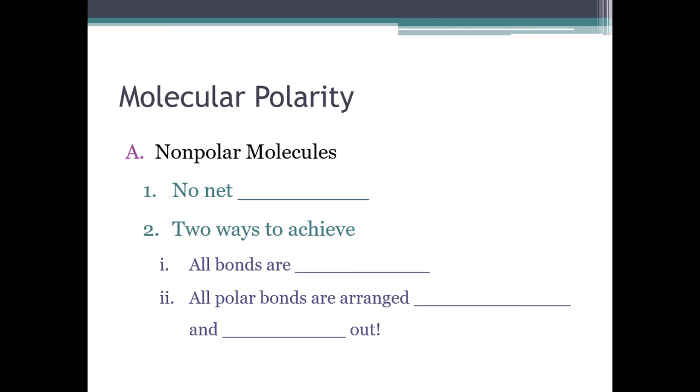All right, so hopefully you have become a master at labeling polar versus nonpolar bonds. Now we're going to apply that same concept to entire molecules. Just like there are polar and nonpolar bonds, there are polar and nonpolar molecules. Nonpolar molecules have no net dipole. They might have polar bonds, but as a whole, there's no slightly negative or slightly positive end to the molecule. There are 2 ways this can happen. Either all the bonds are nonpolar, or all the polar bonds are arranged symmetrically.